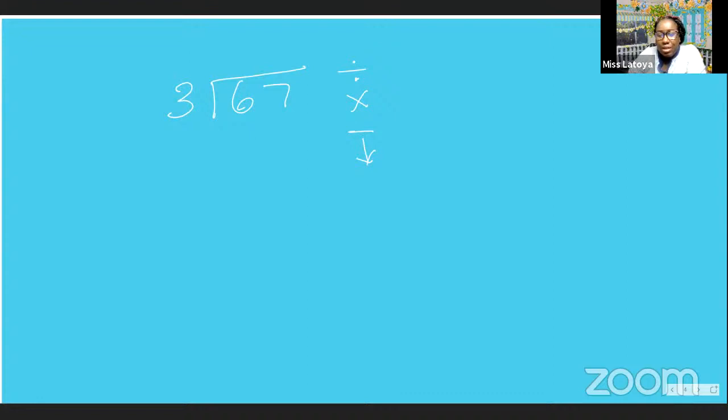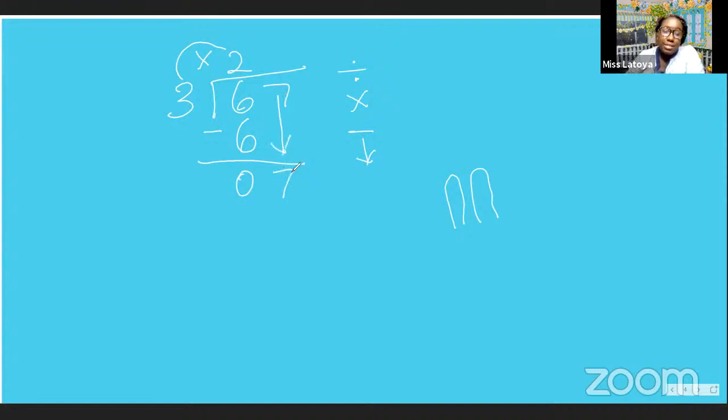Let's continue. So 3 into 67. How many times could 3 go into 6? Again, I can count in 3s until I get to 6. 3, 6. How many fingers do I have up? 2. 2 goes on top. What happens when I put the number on top? I multiply. 3 2s are 6. What do I do next? I subtract. 6 take away 6 is 0. What happens next? I bring down the 7.